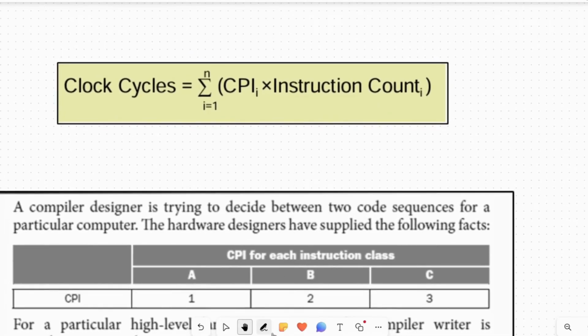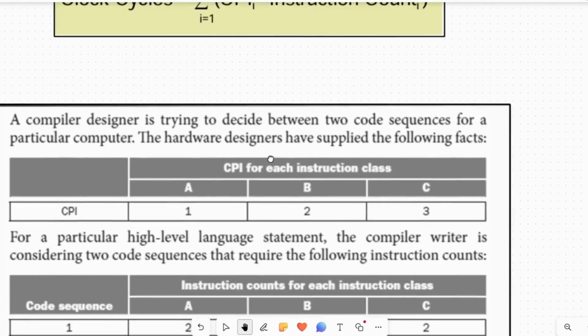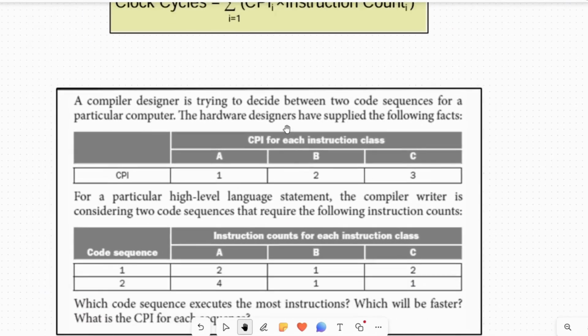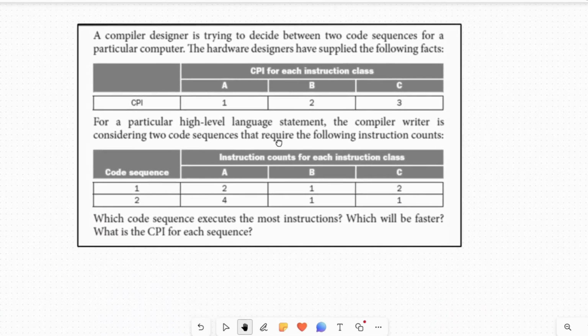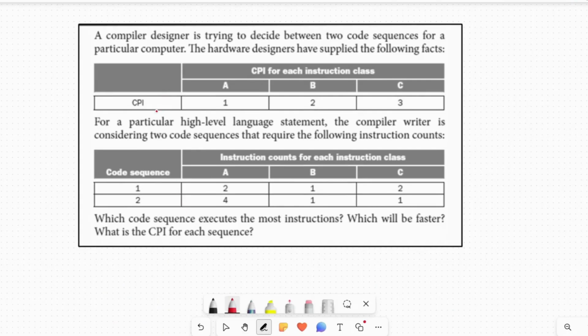Now let's learn another formula. Clock cycles is equal to CPI into instruction count. CPI into instruction count is equal to clock cycles. So these are the questions for us. We have the values of CPI, and these are the instruction counts, which are 2, 1, 2 and 4, 1, 1. So let's solve the question.